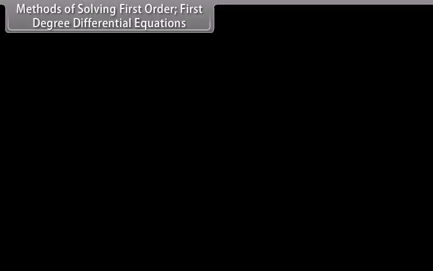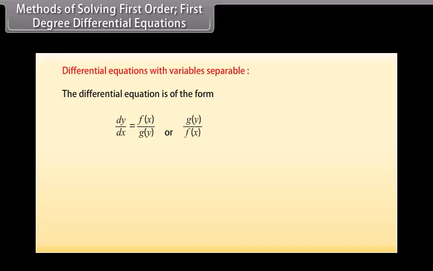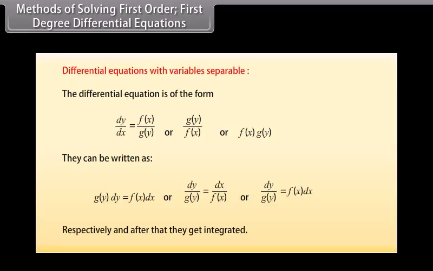Methods of solving first order, first degree differential equations. Differential equations with variables separable. The differential equation of the form dy by dx equals f(x) by g(y), or g(y) by f(x), or f(x) into g(y), can be written as g(y) dy equals f(x) dx, or dy by g(y) equals dx by f(x), or dy by g(y) equals f(x) dx respectively, and after that they get integrated.